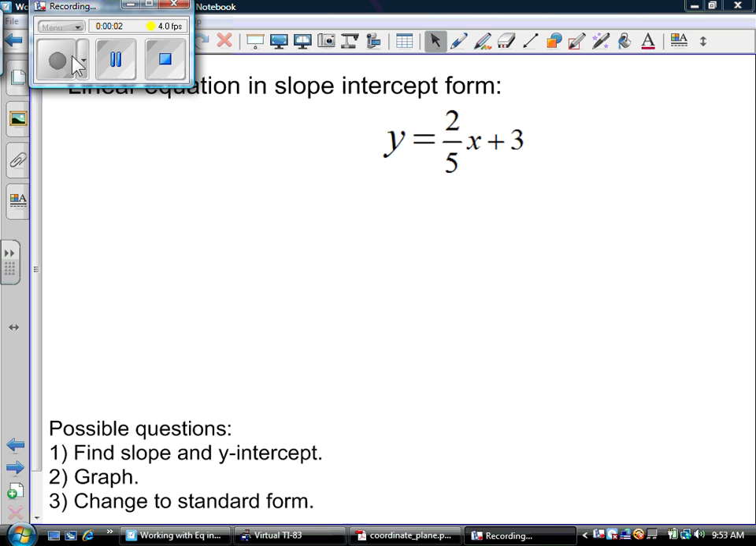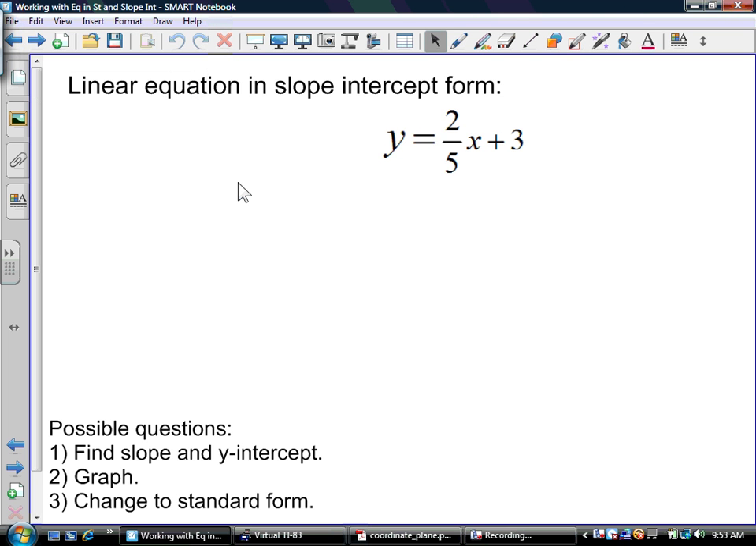Alright, what we're going to do is I'm going to show you some of the questions you'll probably be asked if you were working with an equation in slope-intercept form.